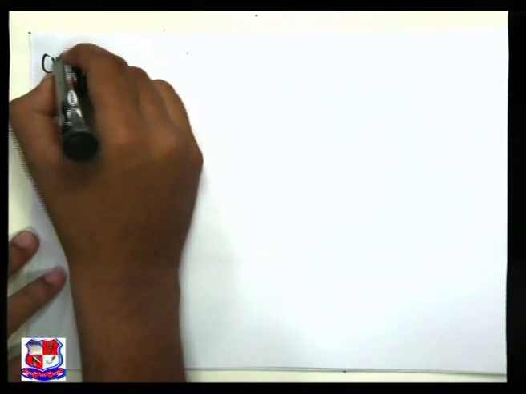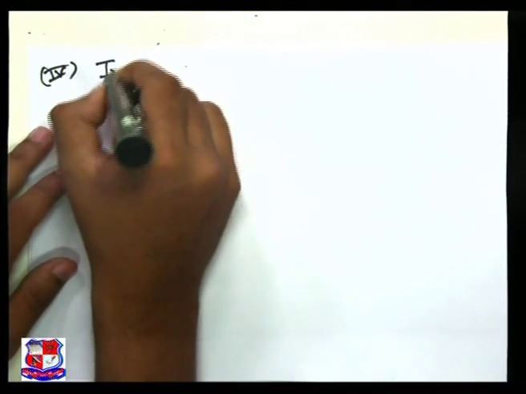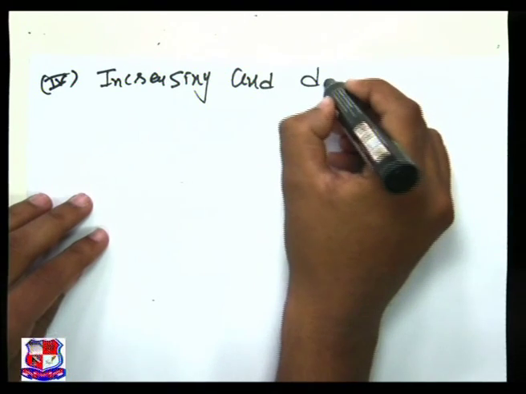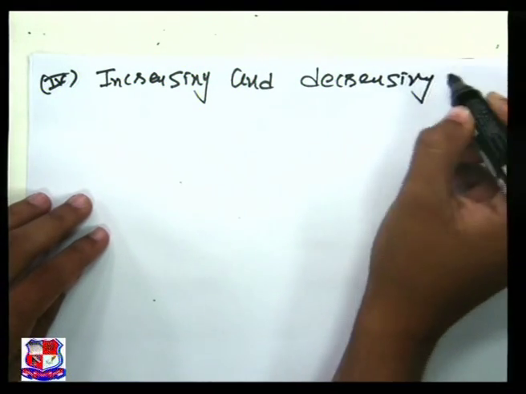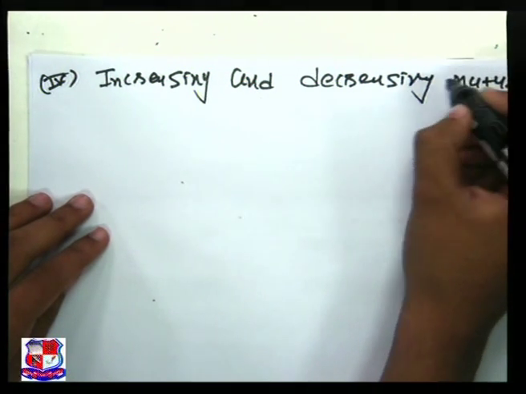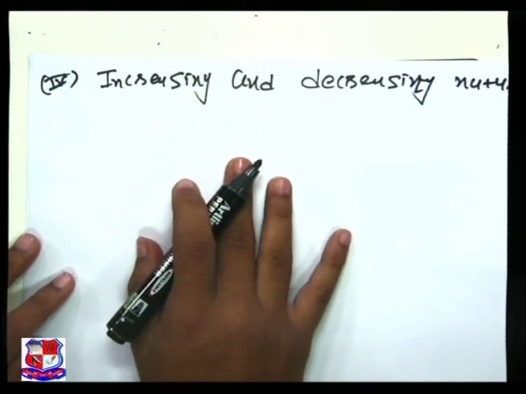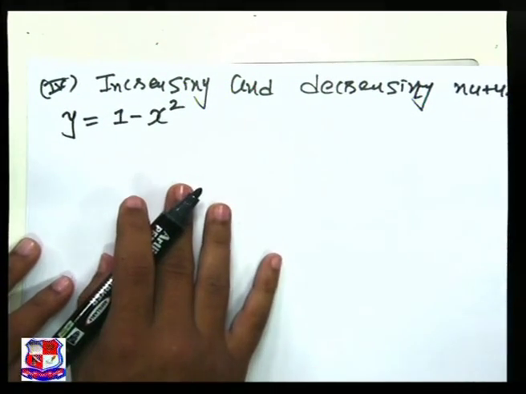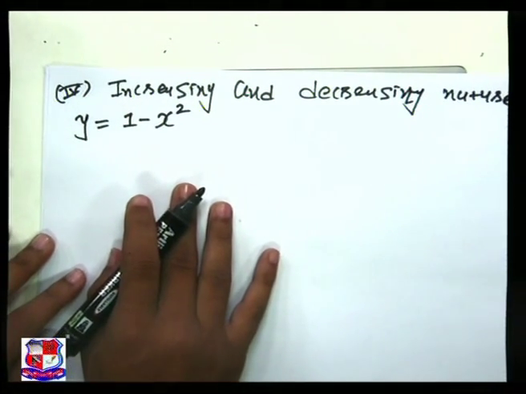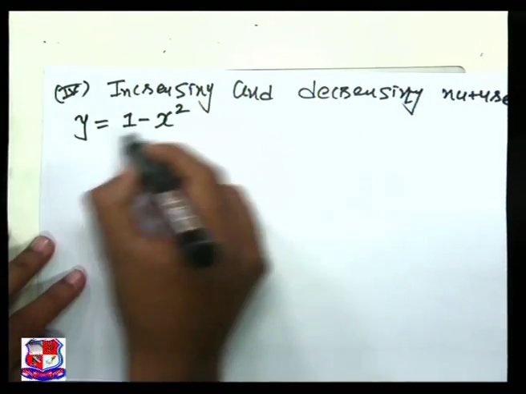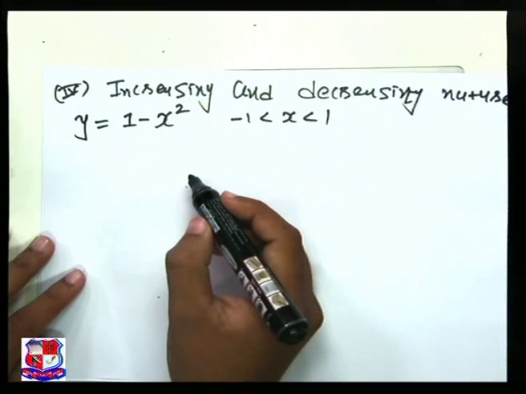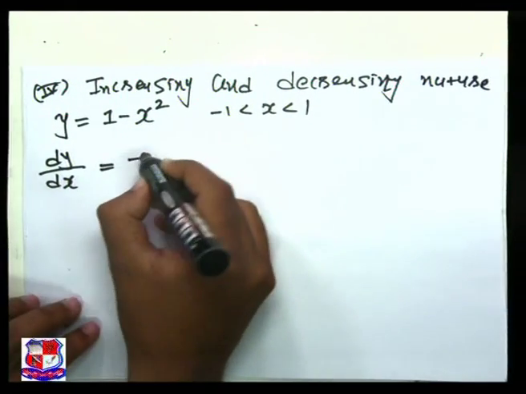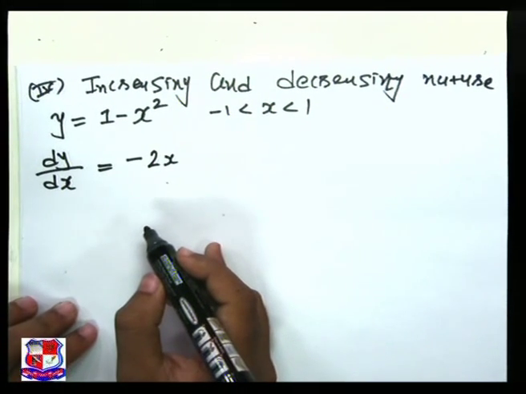So for that, let's see the final point, the increasing and decreasing nature. Now you can see y is equal to 1 minus x square, and dy by dx, for when x is between -1 to 1, is minus 2x.